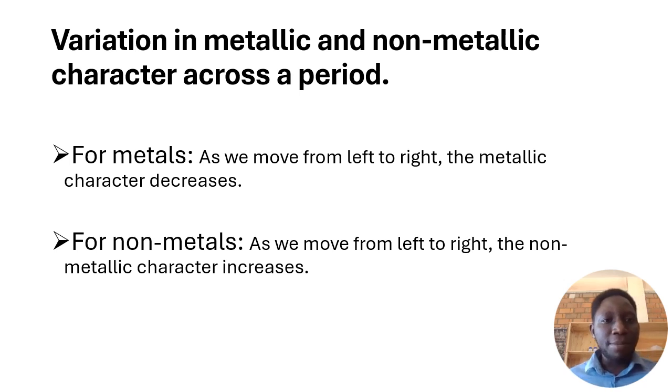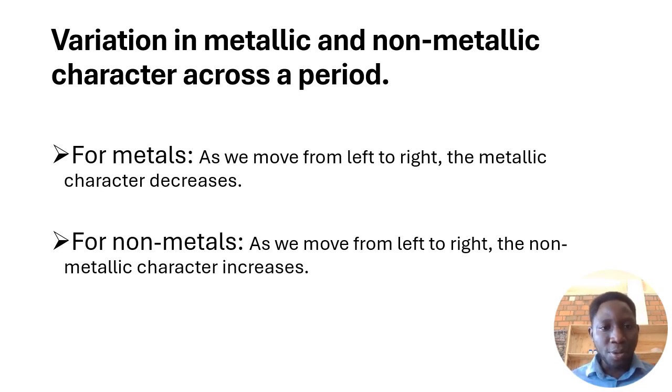Let's also focus on variation in metallic and non-metallic character across a period. Remember, periods are the horizontal rows in the periodic table. Let's start with metals. As we move from left to right, the metallic character decreases. While for non-metals, as we move from left to right, the non-metallic character increases.